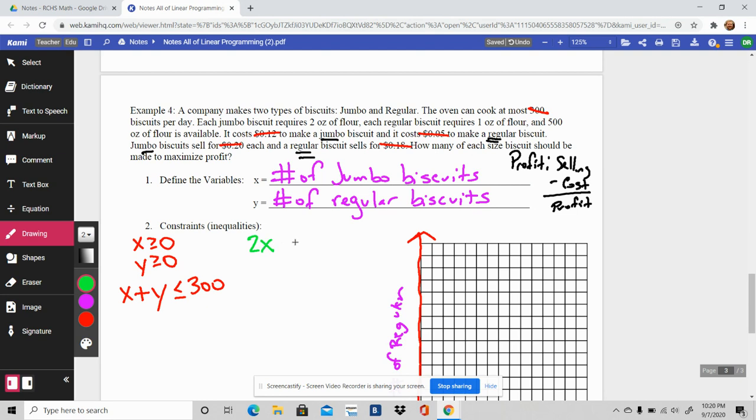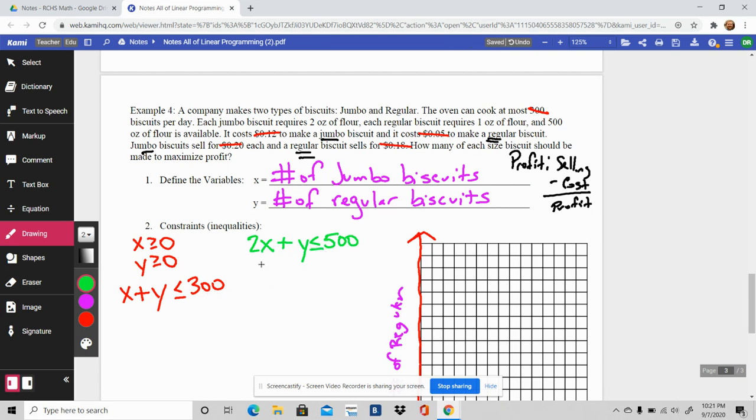You're multiplying. But then you also require flour. So plus, regular biscuits require 1 ounce of flour. So you can put a coefficient of 1 if you want to. But then regular biscuits, that's the variable y. So again, you can put a 1 out here in front if you want to, but you're adding the fact that each regular biscuit that you have will require 1 ounce of flour. And 500 ounces of flour is available. All right, so if you only have 500, it means that you could use less than 500, or you could use all of it and make it equal to.